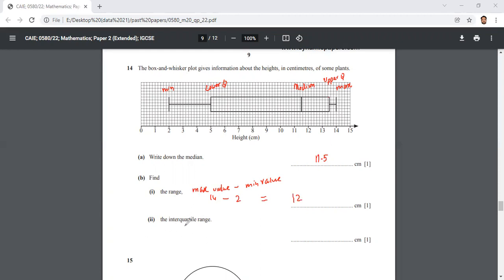Interquartile range. How to find interquartile range? Interquartile range basically upper quartile minus lower quartile. Okay, that is the formula. So upper quartile we have this point. If you check, it is 13.2, 4, and 5. Means upper quartile we have 13.5 minus lower quartile we have exactly 5. So if you subtract 13.5 minus 5, it gives us 8.5. So that is your interquartile range. We move on next question. That question is about what? Let me check.